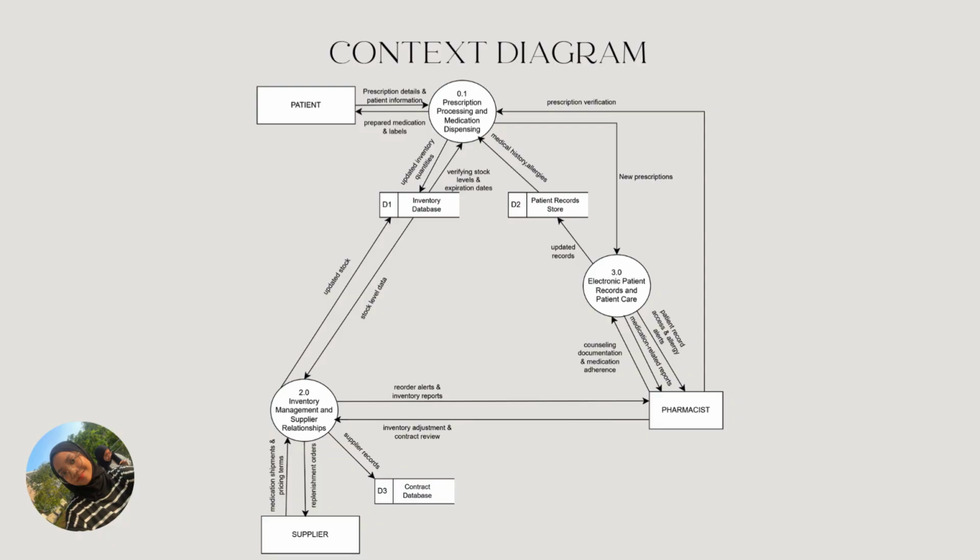It receives new prescription data from process 0.1 and archives it as updated records into data store D2. It provides the pharmacist with real-time patient record access, allergy alerts, and medication-related reports, while capturing the pharmacist's counseling documentation and medication adherence logs.